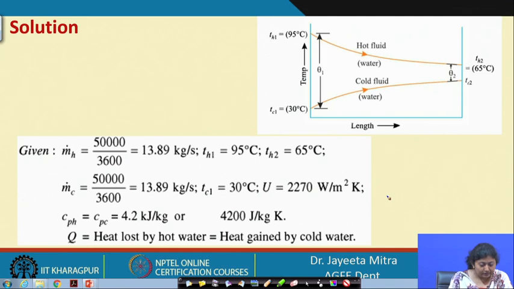So, what is given: flow rate mH dot. Now, flow rate is given in kg per hour, we have converted that to kg per second. TH1, TH2 is given. Similarly, for the cold fluid also we have converted to kg per second, divided by 3600, okay, and U is given which is constant 2270. So, m Cp delta T of hot and cold will be equal to UA delta T, okay. Cp is also given 4200 joule per kg Kelvin. So, the heat lost by the hot water will be gained by the cold one.